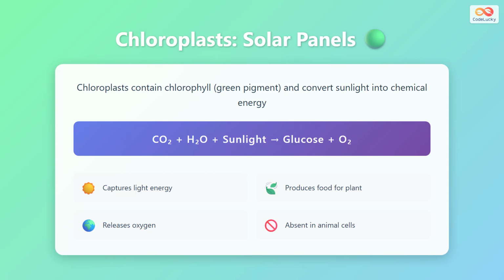Chloroplasts are like tiny solar panels inside plant cells. They contain a green pigment called chlorophyll that captures light energy from the sun. Through the process of photosynthesis, chloroplasts convert carbon dioxide and water into glucose, which is food for the plant, and release oxygen as a byproduct. This is why plants are called producers. They make their own food using sunlight. Animal cells don't have chloroplasts because animals get their energy by eating other organisms.